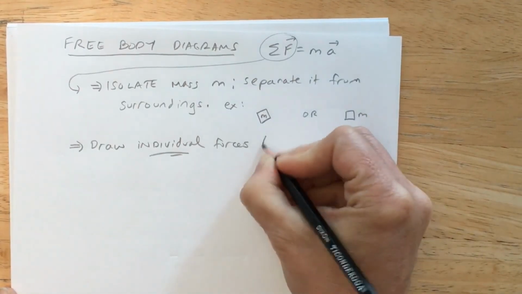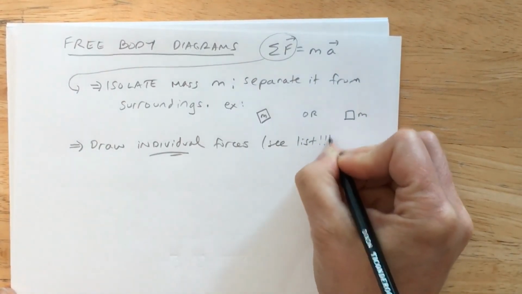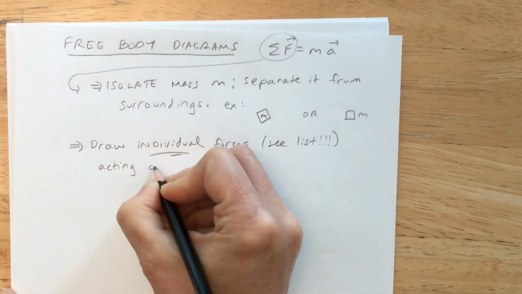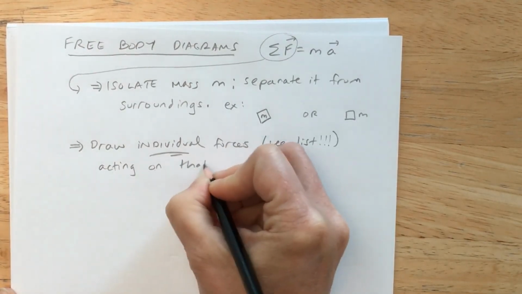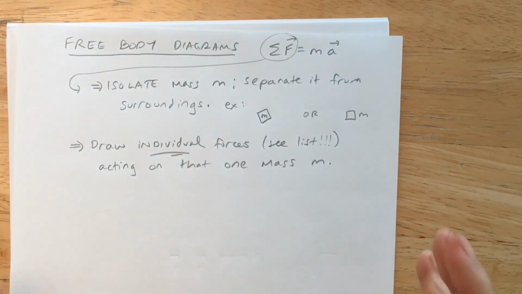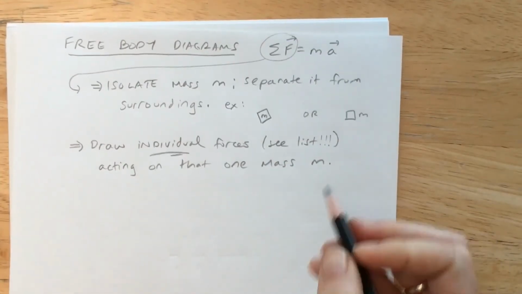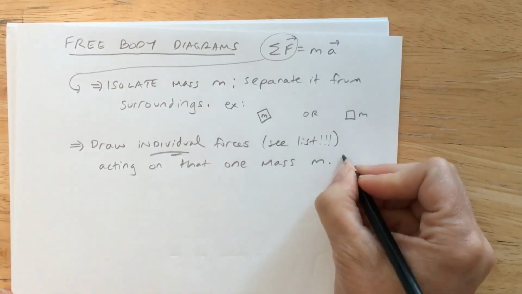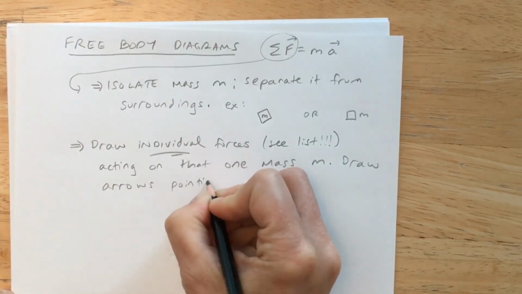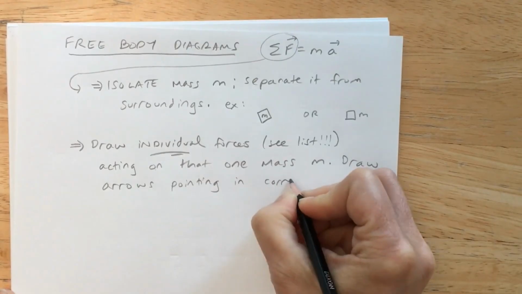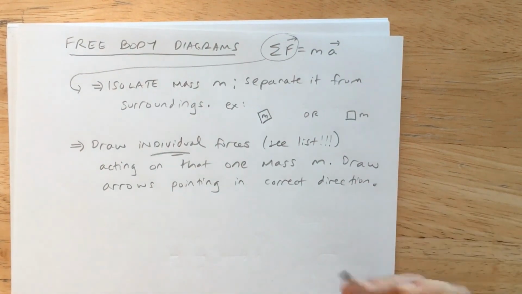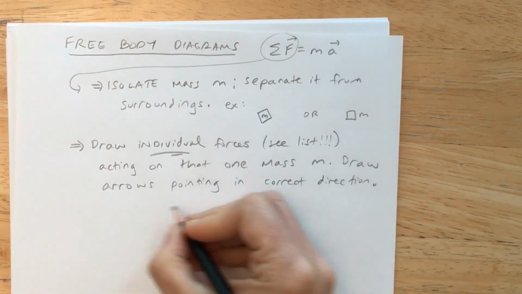Then, because I want to isolate these individual forces, I want to draw the individual forces that we just came up with. We want to see our list, right? That we just made a list of ones that are allowed. We want to draw our individual forces acting on that one object, on that one mass m, not on anything else happening. You're just imagining, what if you are that mass? What forces are acting directly on you? And to do that, you're going to draw arrows pointing in the correct directions. And when possible, you want to draw these to the correct relative scale.